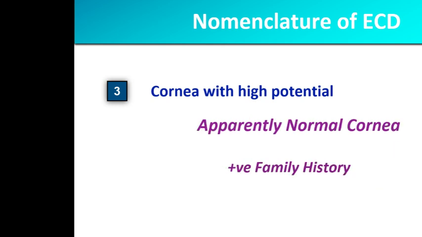Now, apparently normal cornea, which is a very normal cornea, but a brother or sister has keratoconus. So there is a high potential to develop ectasia in this person, although his cornea is very normal.